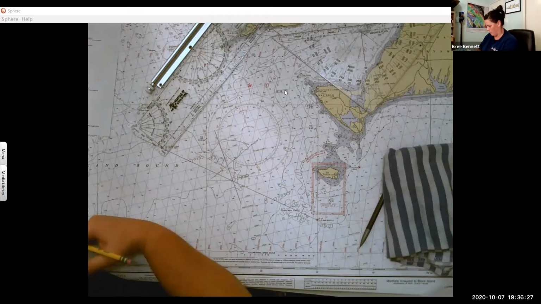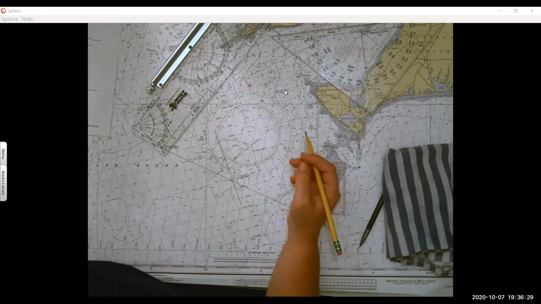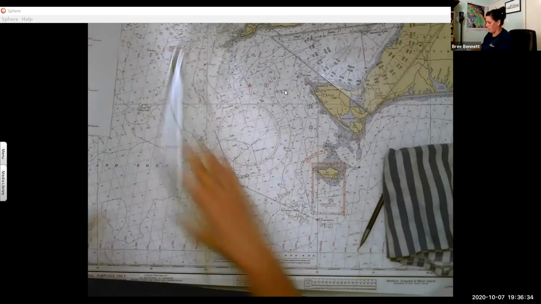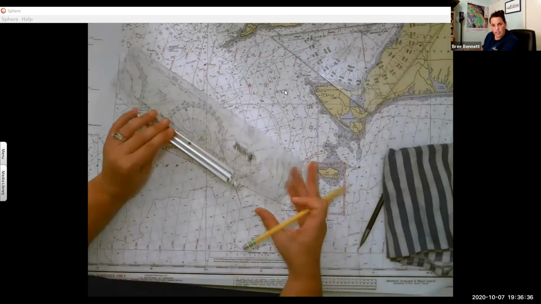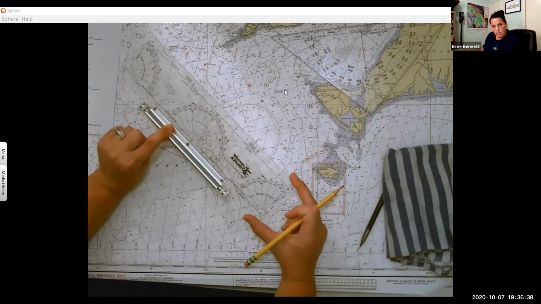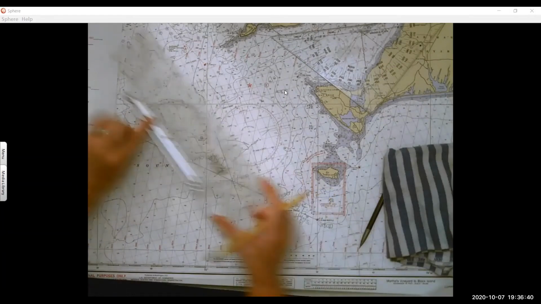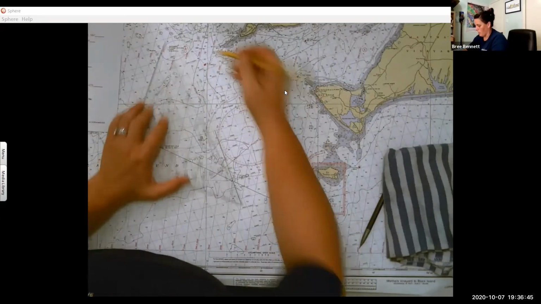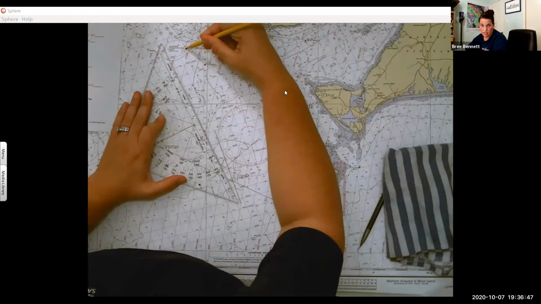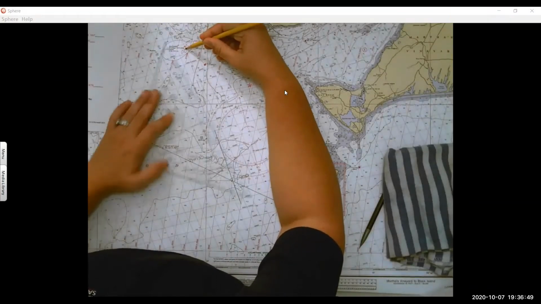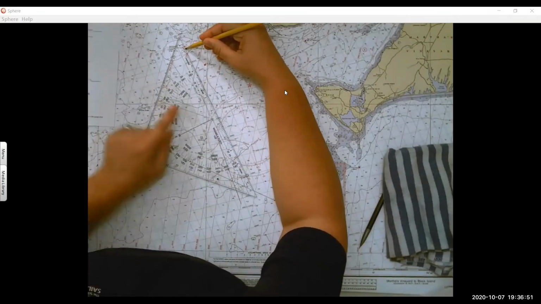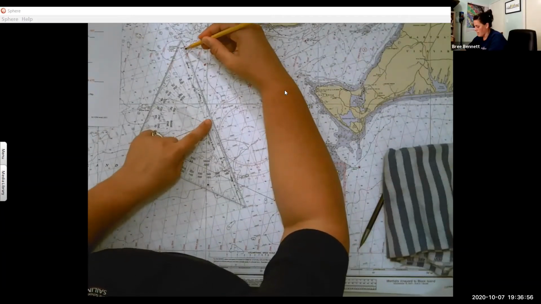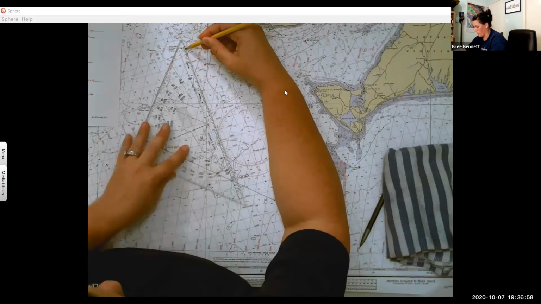So keep practicing. How did you make those two lines? What plotting tool are you using, Elizabeth? Are you using this one? I'm using the triangle. Okay. So on the triangle, I put my pencil on the light. And then I put the focal point, and then I'm looking for 340.